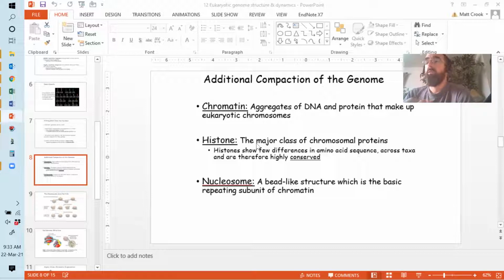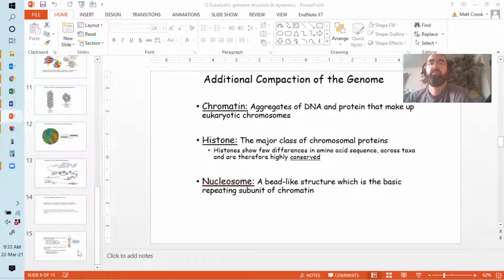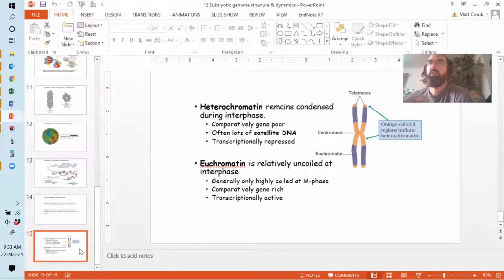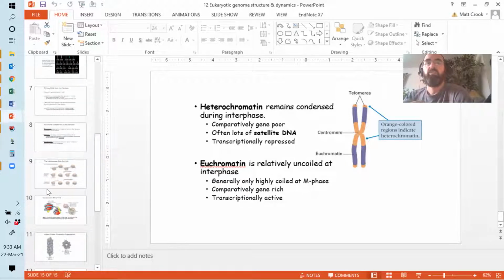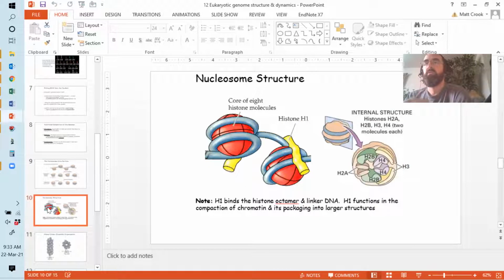Okay, so in terms of compaction, the large part of how we compact our DNA to fit into our nucleus and still be able to access it to express those genes is through the formation of chromatin, right? And varying the types of chromatin as well, which we'll get to later, because there's two different types of chromatin. We've got heterochromatin, which is still made up of the same components, which are basically histones and DNA, right?